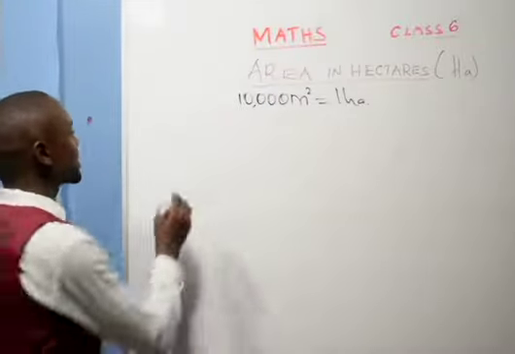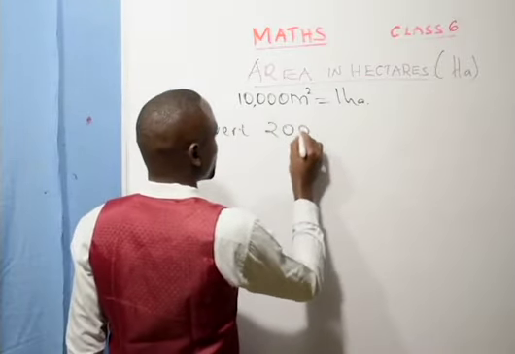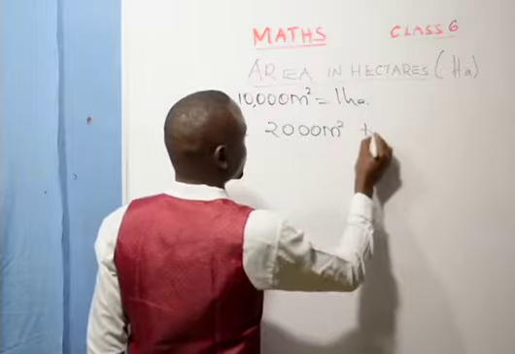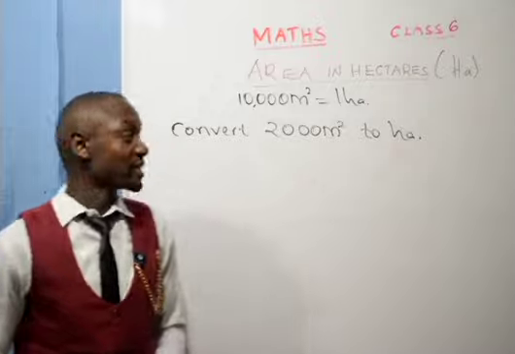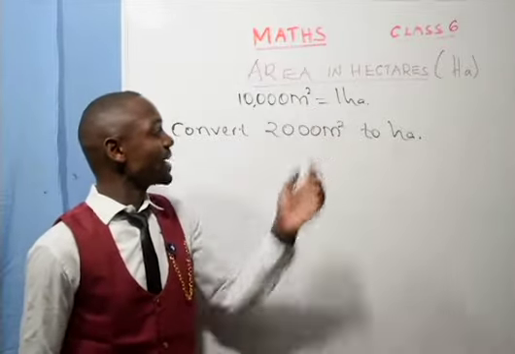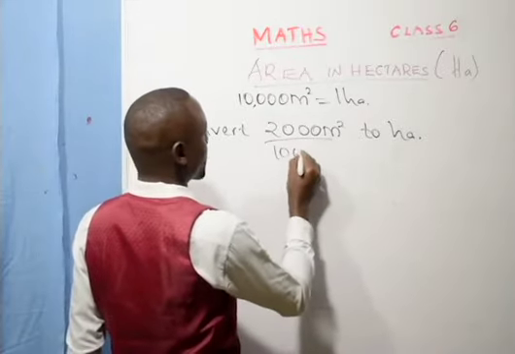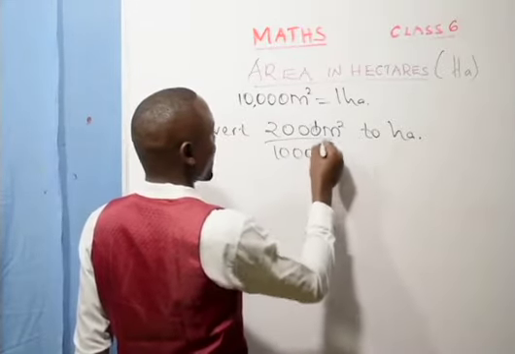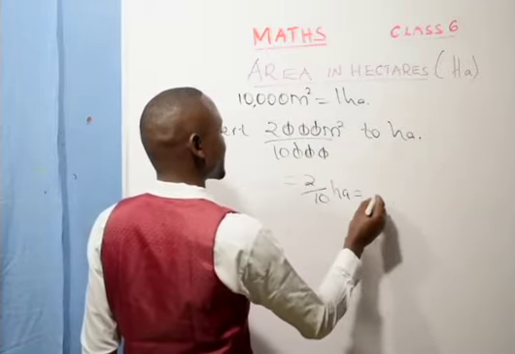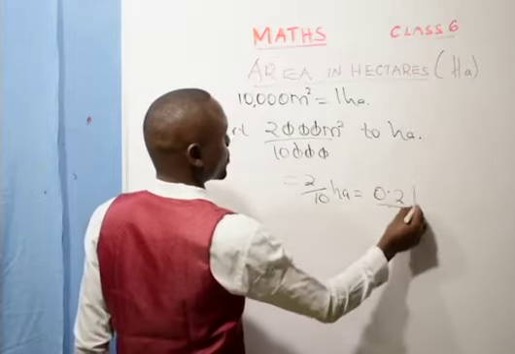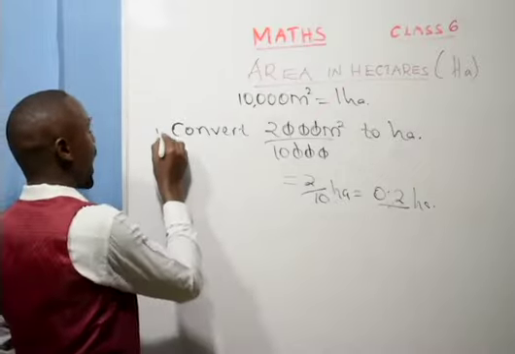Then you are told to convert 2,000 square meters to hectares. To convert square meters to hectares, we divide by 10,000. So divide 2,000 by 10,000. We are going to have 2/10 hectares, which is the same as 0.2 hectares.